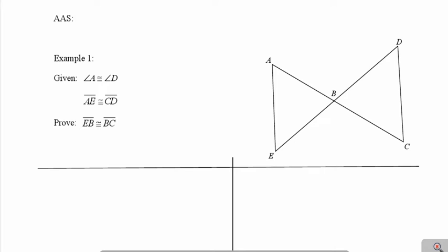Now, the second theorem in this section has to do with another way to prove triangles congruent. So now you can use angle, angle, side to prove that two triangles are congruent to each other. And this is the last way that we're going to learn about in this class for proving triangles congruent.